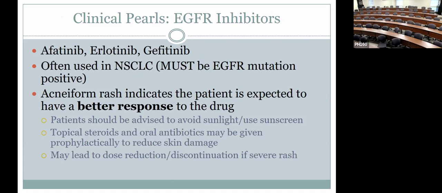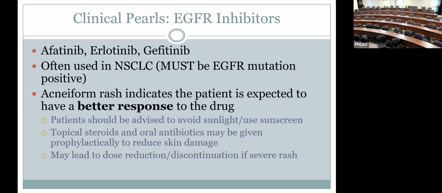Moving on to our EGFR inhibitors. These drugs are primarily used in non-small cell lung cancer, but this is where some more of the genetic testing becomes important for these patients. These patients must be EGFR positive in order to receive these medications. Another very important pearl about these TKIs is the rash that forms, which is an acne-like rash. It's actually associated with an improved response to the drug. So a rash in these patients is actually a good thing.